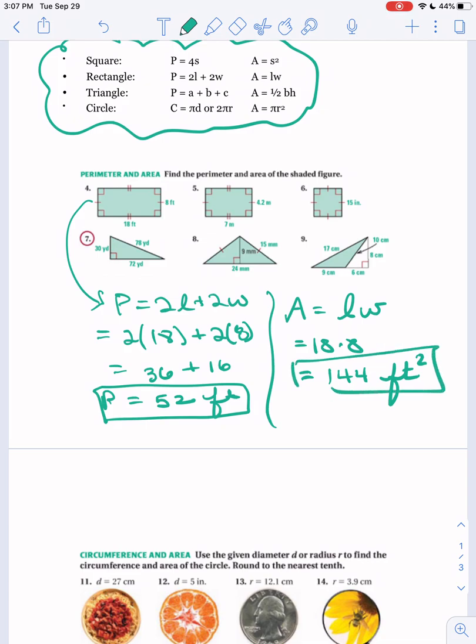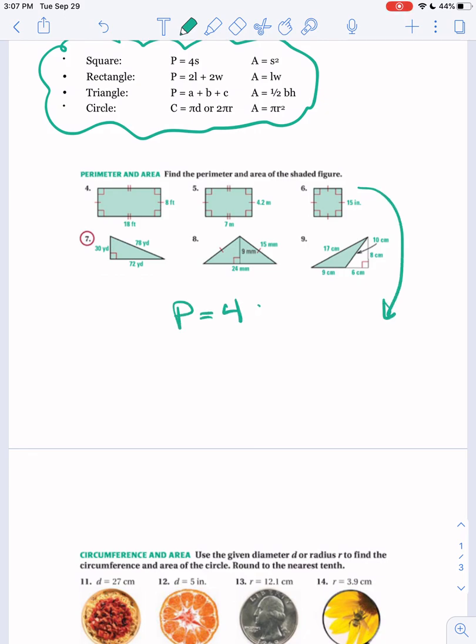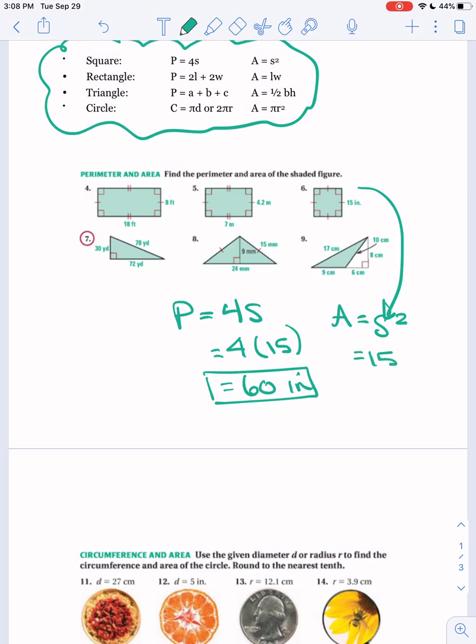All right, let's try the square. For the square, the perimeter, as a shortcut, you can just say 4 times the length of the side. So we would say 4 times 15, or 60, and the units we're talking on that one is inches. For the area of a square, it's just side squared, just 15 times 15, or we would have 225. And we would know that square inches.